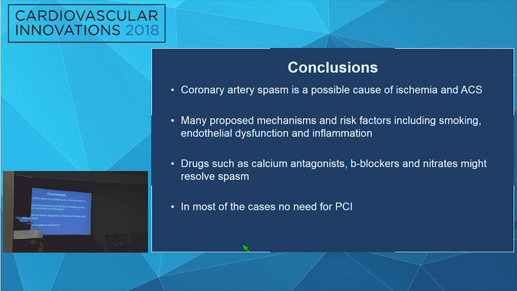What do you have in your radial cocktail? Do you have any verapamil or nitro? We usually use nitroglycerin and heparin, and verapamil is not our everyday practice, but sometimes if you have spasm in the radial artery, then you have to inject. But not at this time, not in this patient.